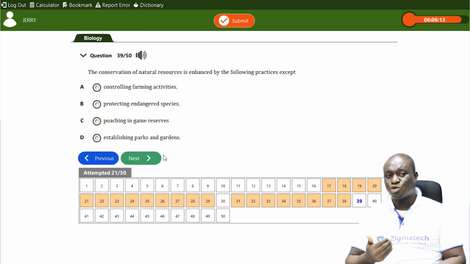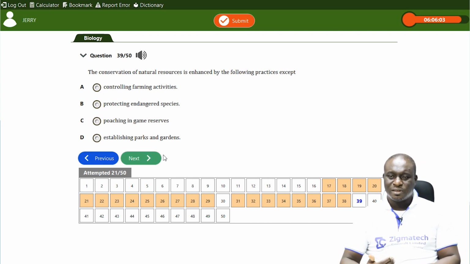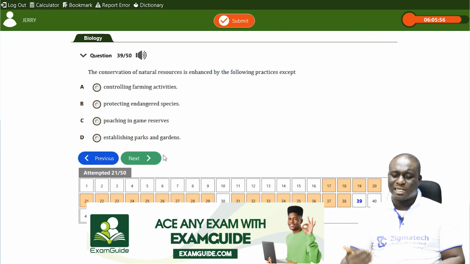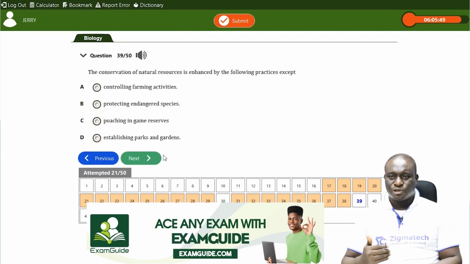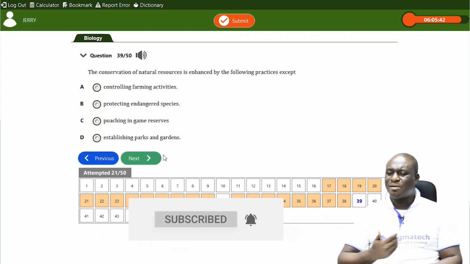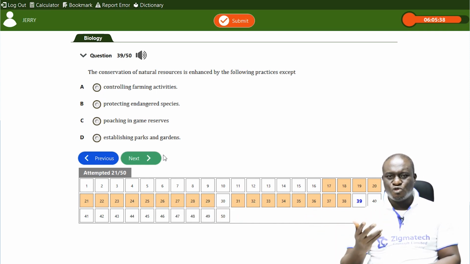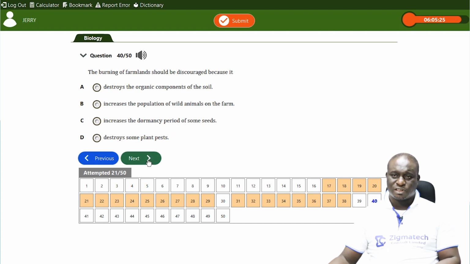Endangered species are living organisms that can go extinct. So protecting them from extinction to ensure their continuous availability is what we call conservation of natural resources. Option D says establishment of parks and gardens, which is also a way of conserving forest and wildlife. But option C, poaching. Poaching is where people kill animals for sport. They kill them for pleasure. They kill them for food. They use parts of their body and sell them to people for money and so many other things. That is what we call poaching. And poaching is never a way of conserving natural resources.